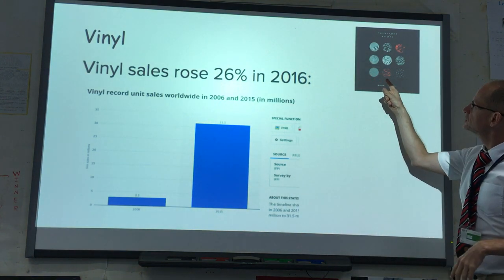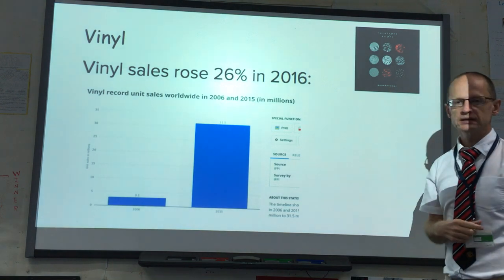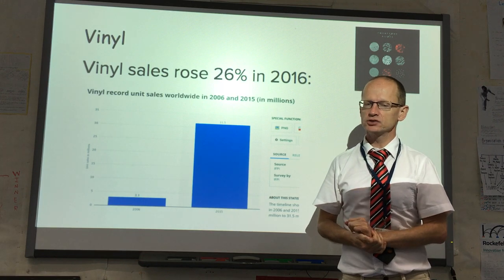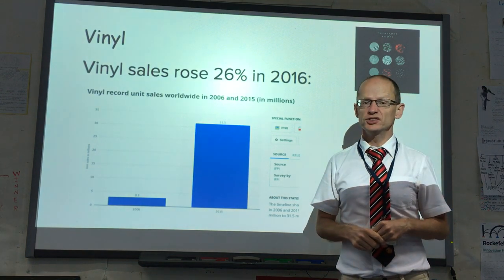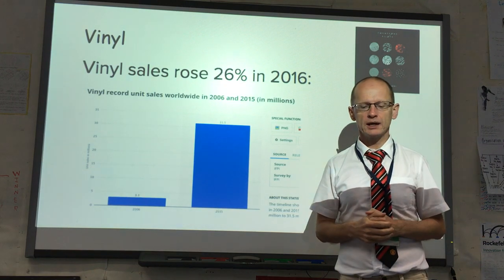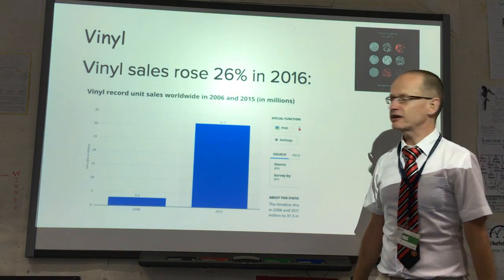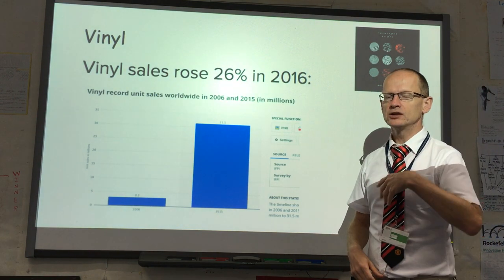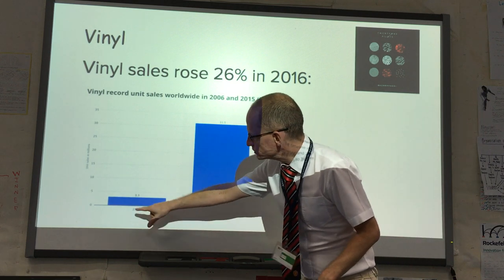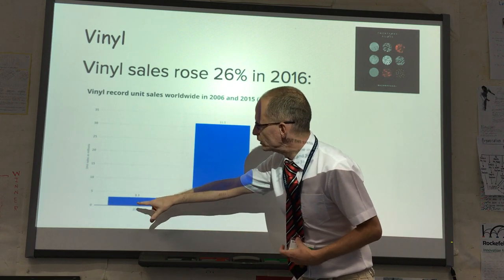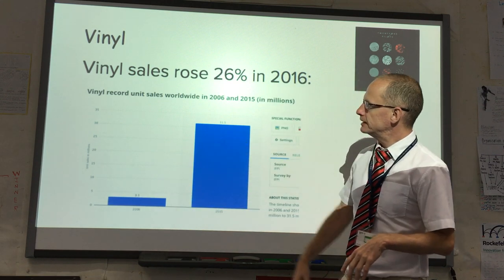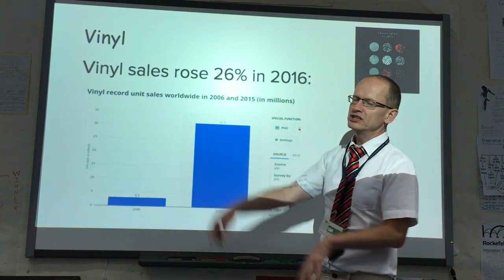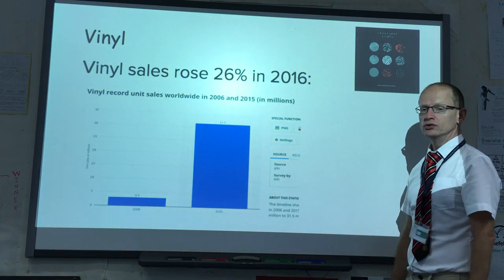In 2016, the Twenty One Pilots Blurry Face album was the biggest selling vinyl album in North America. It sold nearly 50,000 copies. The album in 2016, I think, sold about 1 million copies in North America. So 50,000 as a percentage of that is only 5%. But nevertheless, the vinyl market has been increasing in size. It increased from 3.1 million units in 2006 to 31.5 million units in 2015, and then it increased by another 26% in 2016.